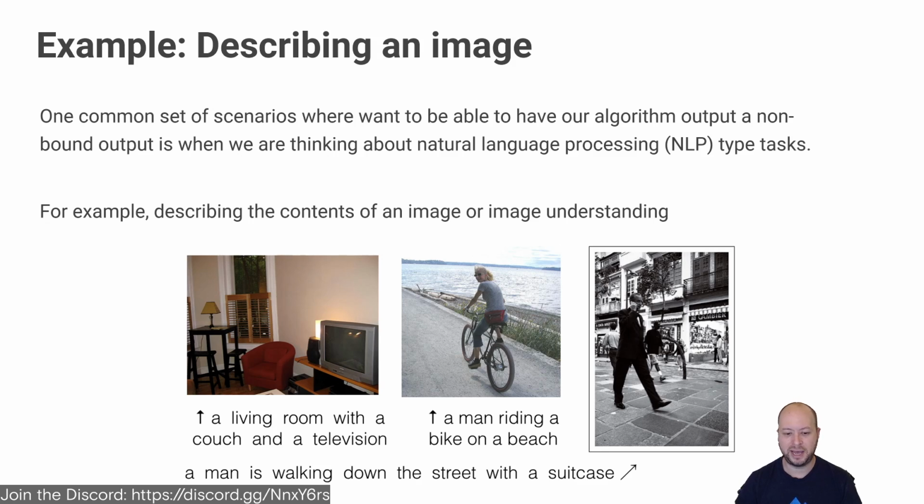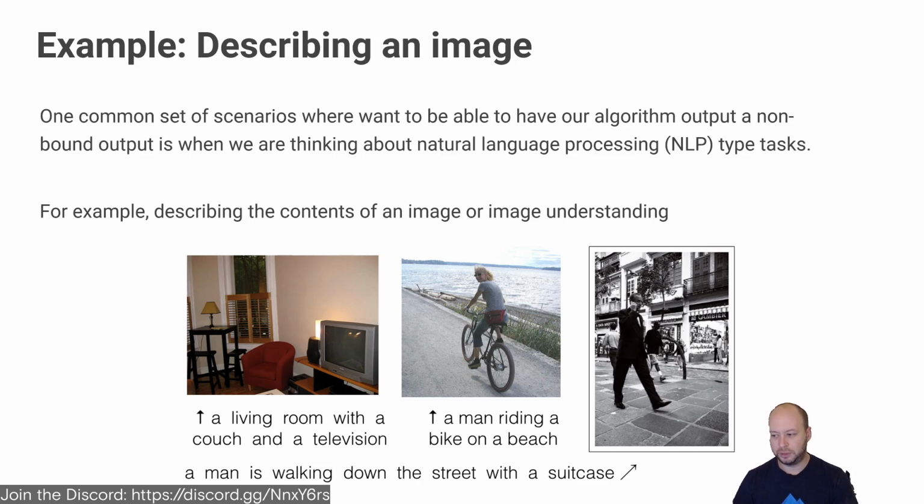And then on the right, a man is walking down the street with a suitcase. So these are image understanding tasks where we want to take an image and from that extract not just the classification, but also a sentence that represents semantically what's going on. As you can see, each one of these descriptions has an arbitrary number of words in it, and also conforms to some amount of grammar.